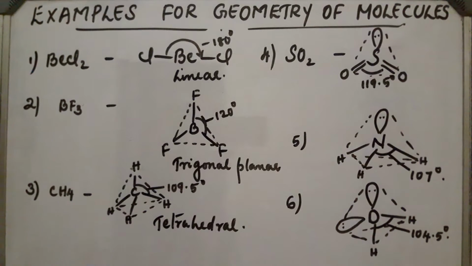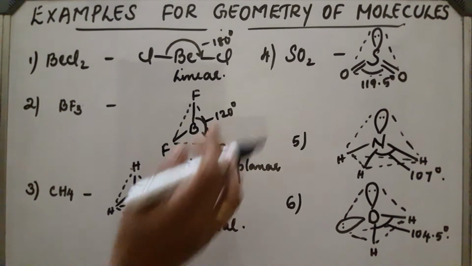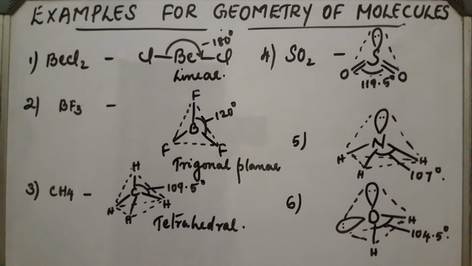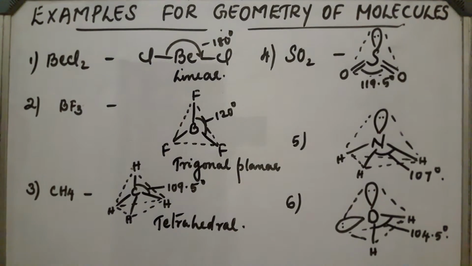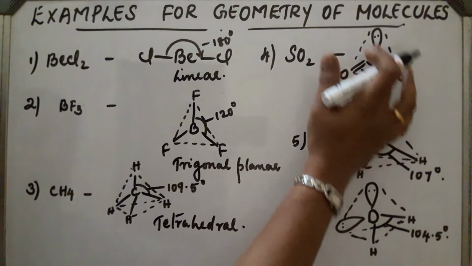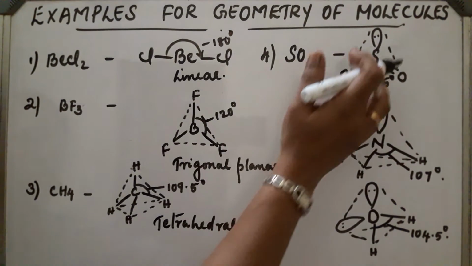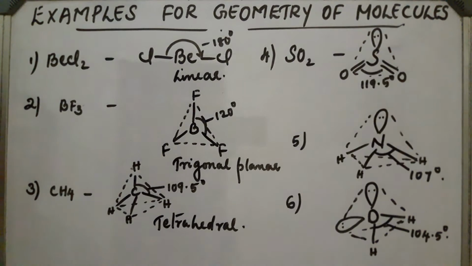In the next case, SO2, sulfur is the central atom and it is surrounded by two oxygen atoms. And the sulfur atom contains a lone pair of electrons. We know lone pair-bond pair repulsion is greater than bond pair repulsion, so this lone pair occupies more space in the geometry. Actually this is trigonal planar in shape, but due to this lone pair, the OSO angle, or bond angle, is reduced from 120 degrees to 119.5 degrees. This is the fourth example.